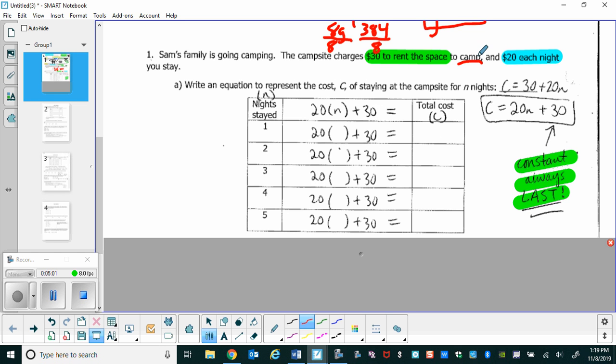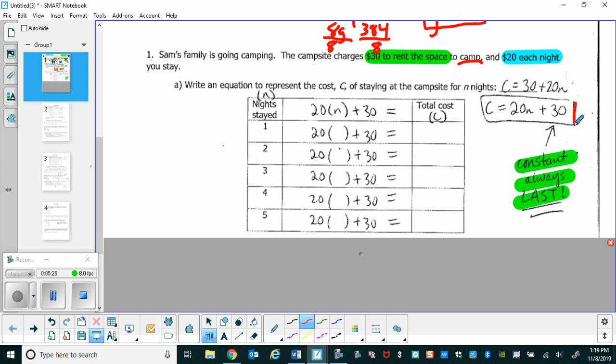Or it might be a campground where you have a tent. Either way, it's $30 just to rent the space, and it's going to be $20 for each night that you stay camping. So we want to write an equation to represent the cost of staying at the campsite for a certain number of unknown nights. So the cost here would be the $30 just to rent the space plus the $20 per night.